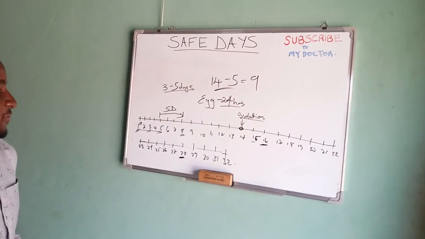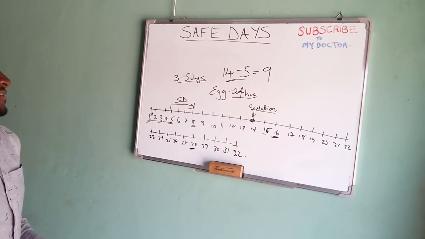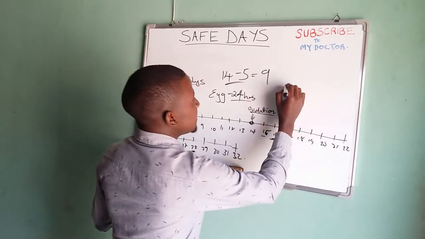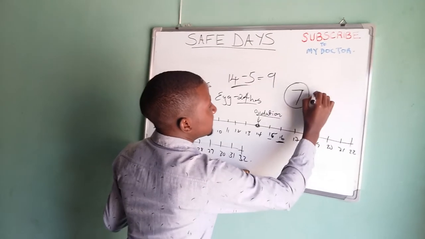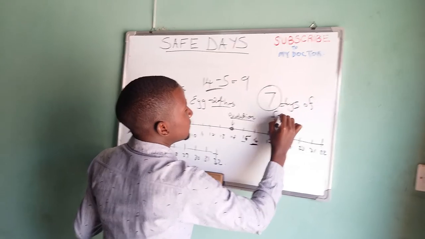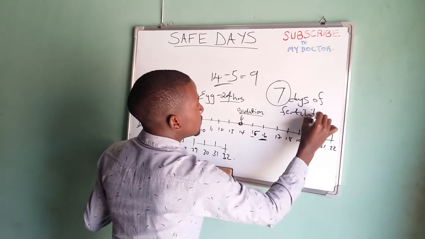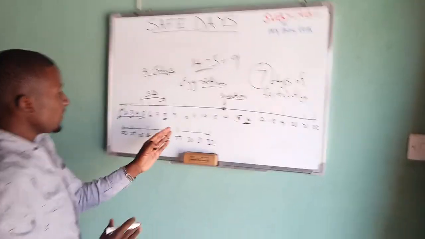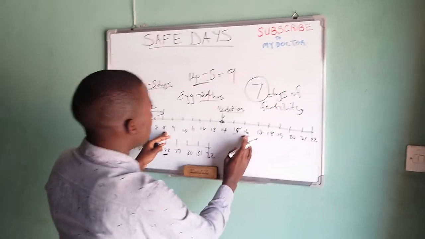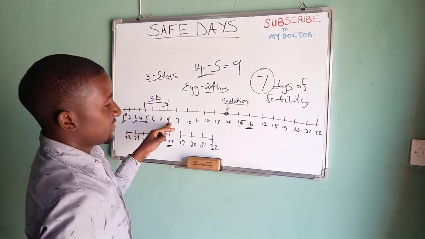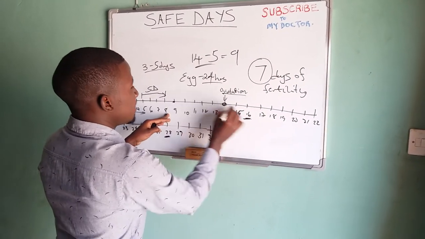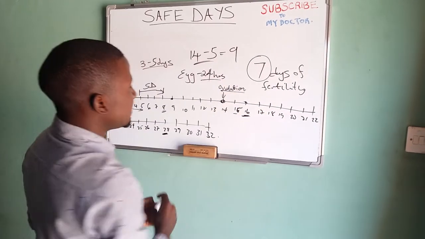So, if we are to consider the days that a woman is fertile, these days are actually 7 days of fertility. That will be the range from this 8th day to around the 16th day. Those are the days when a person will be fertile, from the 9th to the 16th, those will be the 7 days.